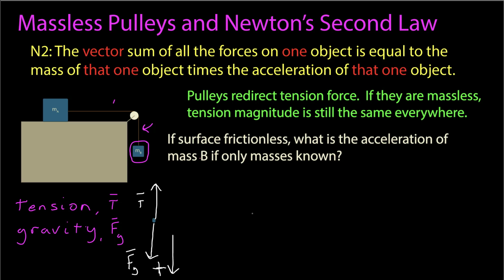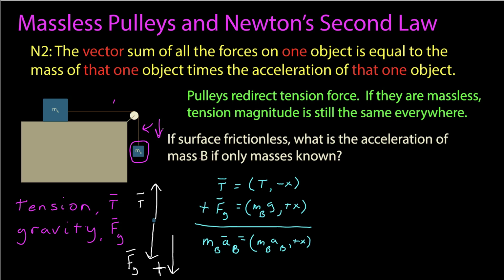If this surface that mass A is on is frictionless, then I'm fairly confident that mass B is going to pull mass A across the surface while it falls. So I think mass B is going to accelerate downward. And if it does, if I have my positive axis downward, then my acceleration will be positive. So now I want to sum those forces and set them equal to the mass and the acceleration.